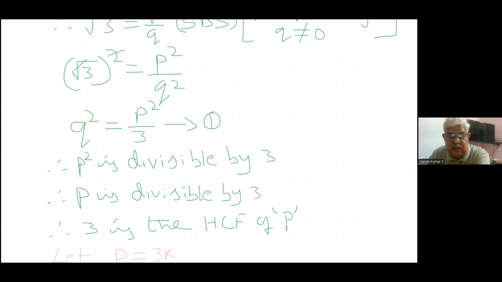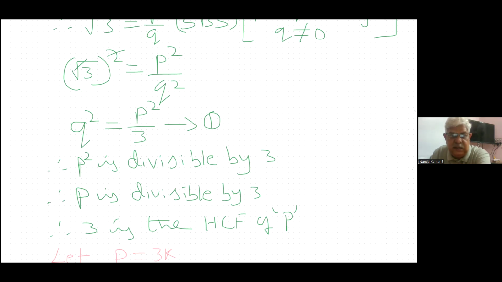And I cross multiplied q square. It can be written as p square divided by 3. I called it equation number 1. Then, as p square is divisible by 3, its root p is also divisible by 3. Therefore, 3 is the HCF of p.